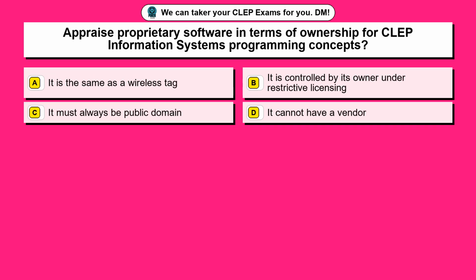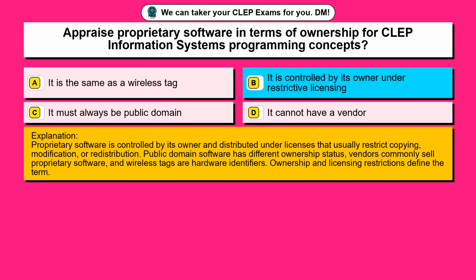Question 94. Appraise proprietary software in terms of ownership for CLEP Information Systems programming concepts. Option A, it is the same as a wireless tag. Option B, it is controlled by its owner under restrictive licensing. Option C, it must always be public domain. Option D, it cannot have a vendor. The correct answer is option B, it is controlled by its owner under restrictive licensing.